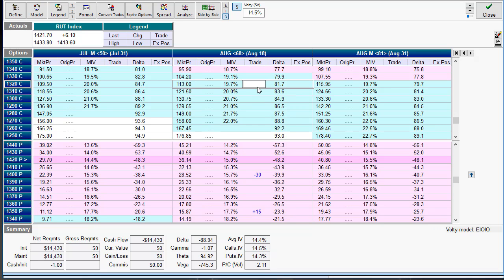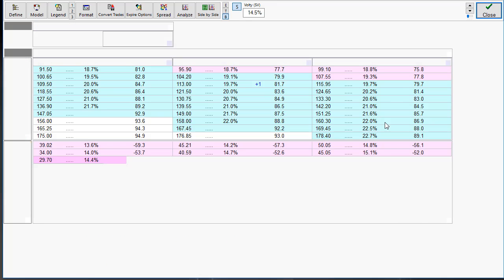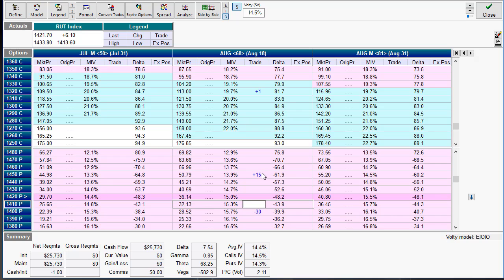So I always just come right around 80, and we'll just say we'll buy one here, and you'll see right off the bat that gives me a negative 7 delta to a theta positive value of 68, and that's what that gives you. And you'll see that the T plus 0 line stays relatively flat until you get out above this upper long.